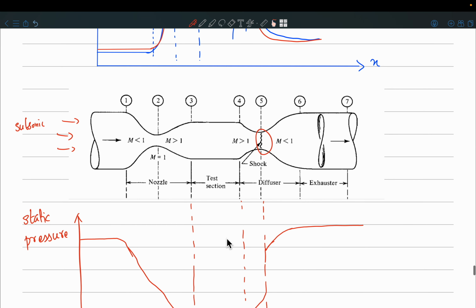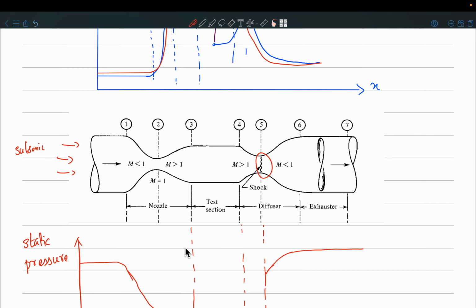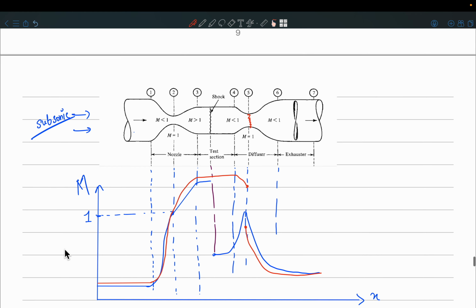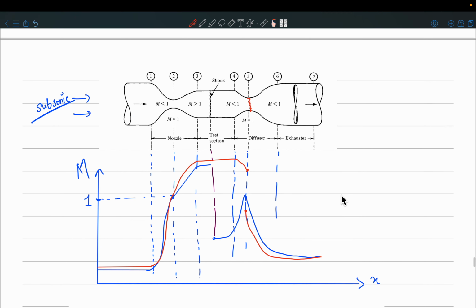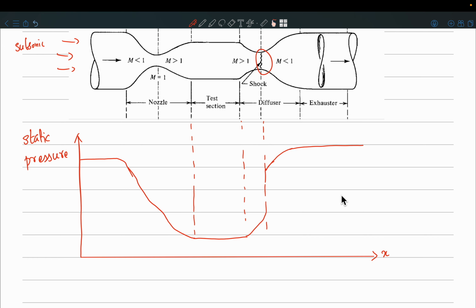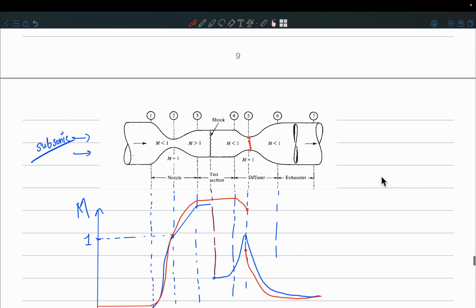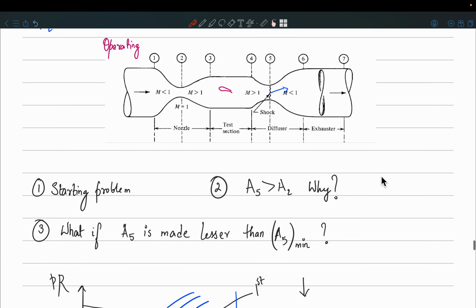So I will let you do on your own the variation of static pressure during the starting problem. If you have any doubts, you can ask next time. Okay, so now there is another concept. So we discussed the starting problem. The next question is, what should be the area of these two throats? So we have two throats, 5 and 2. Now I am claiming that A5 should be more than A2. Do you know why?